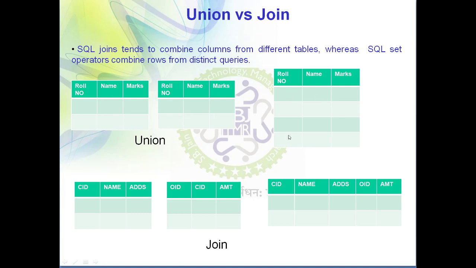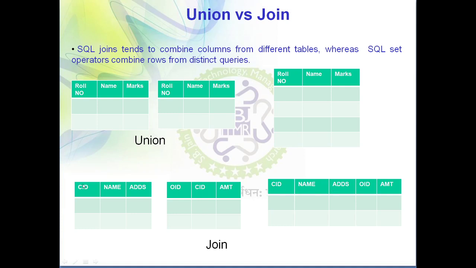That means the union operation is used to combine the rows of the tables, whereas this is the concept of join, where we have two tables: one is an employee table and the second one is an order table. Suppose I perform a join operation, then it will combine the columns of the tables. Here you can see in my employee table 3 attributes are there, in my order table 3 attributes are there, but in combination I have 5 attributes.